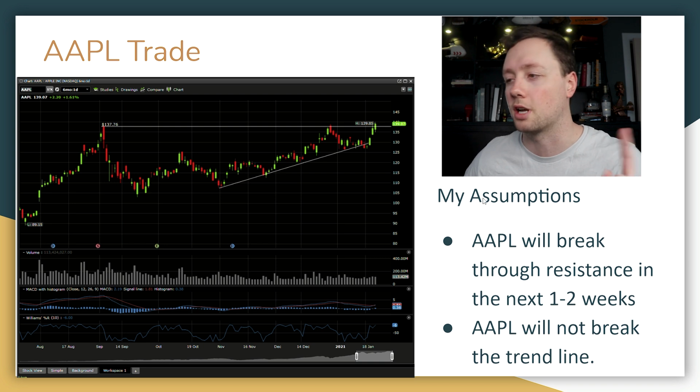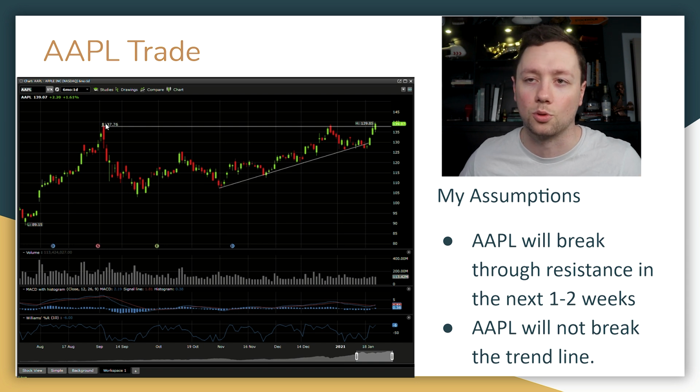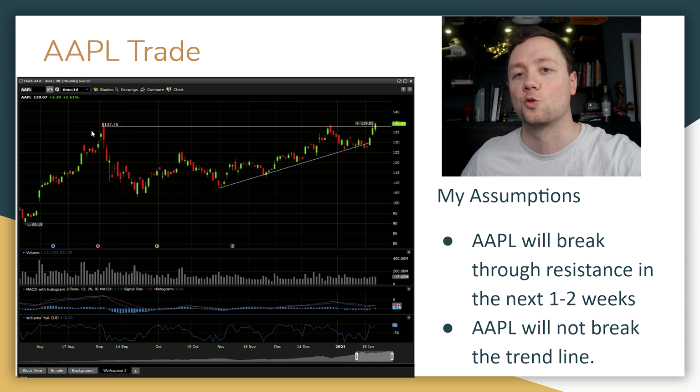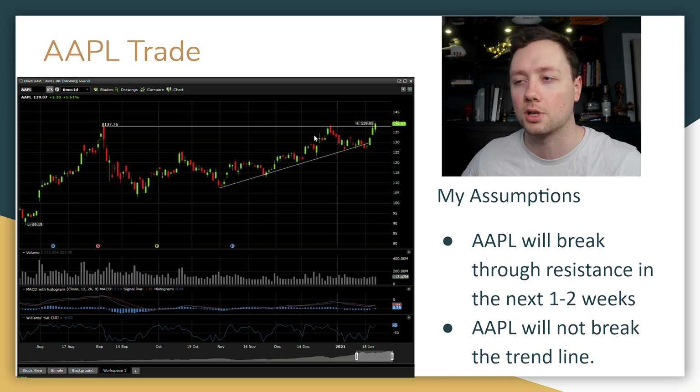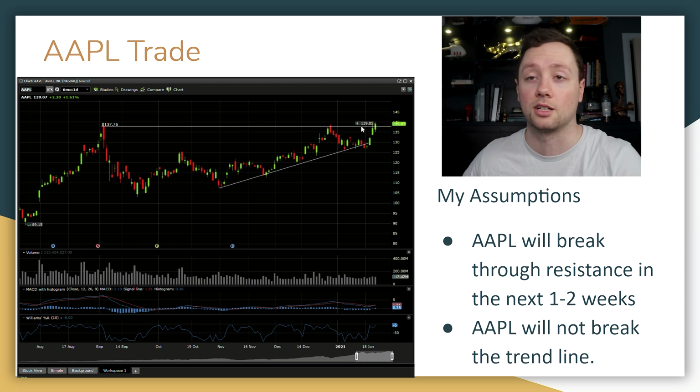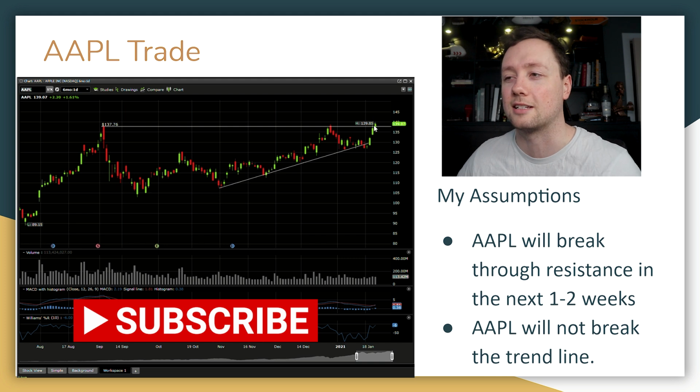Here are my assumptions. Number one, I think Apple will break the resistance in 1 to 2 weeks. Resistance is right here. So this 137 to 140 level, this is resistance. The reason it's resistance is because Apple was rejected at this level here in September. It was rejected again at the end of December here. And now we are approaching this level once again. And if we get rejected, it's going to be clear resistance again, or we are going to break through this resistance today or on the next bounce off this trend line.